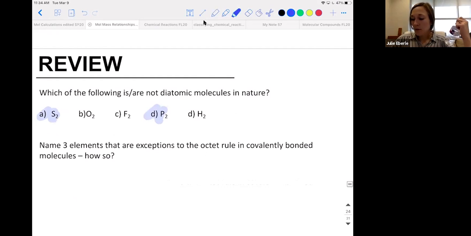Okay, next one. Name 3 elements that are exceptions to the octet rule. No, we're not doing that. I'm not gonna put exceptions on the exam. We're gonna skip that.